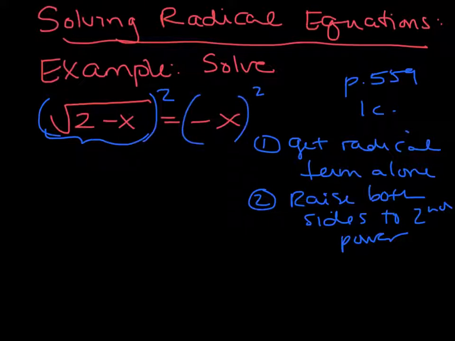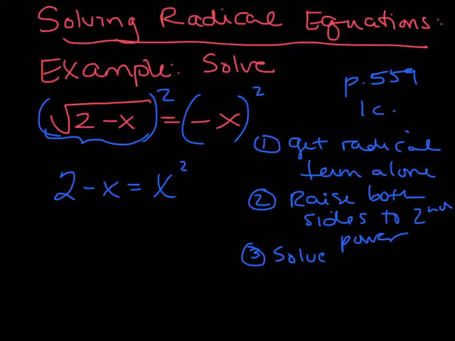So a square and a square root will undo each other, so I'll just be left with what's underneath, that 2 minus x. And over on the right side, I am getting a nice x squared, positive, because the negative's going to go away when you square it. So my third step is to solve whatever kind of equation I have left. Okay, so solve the new equation.